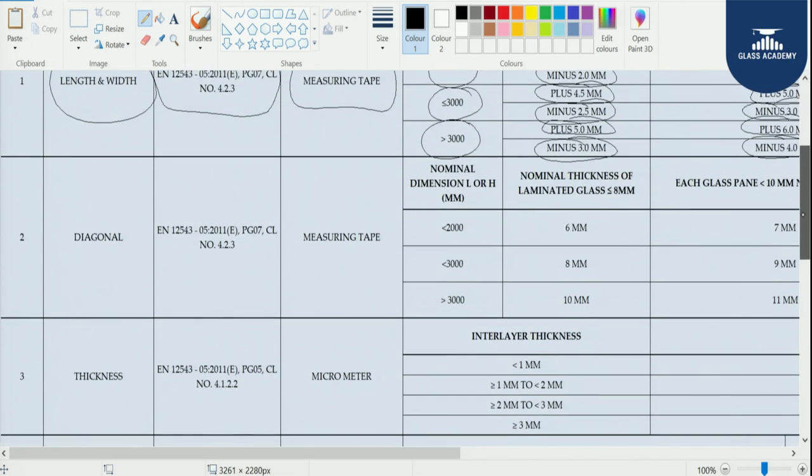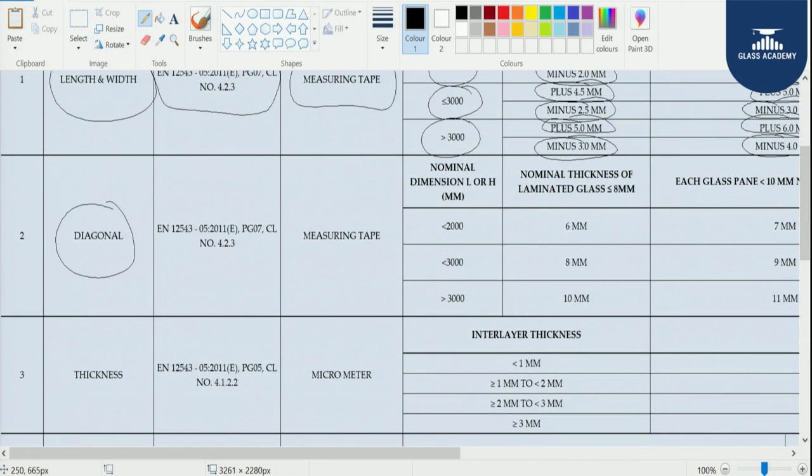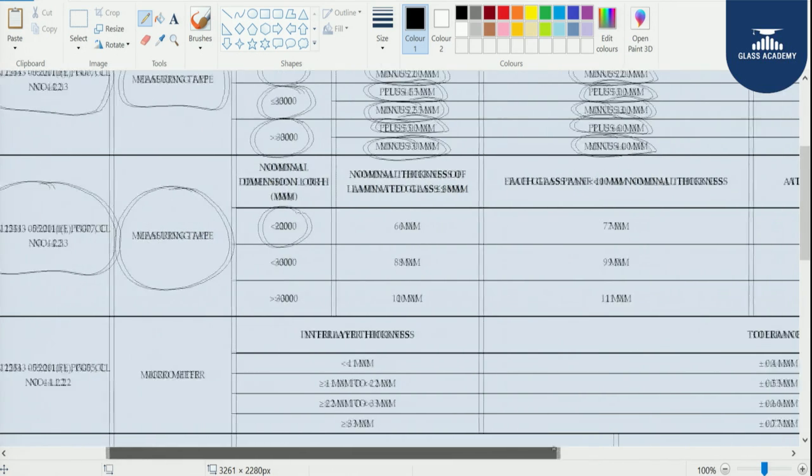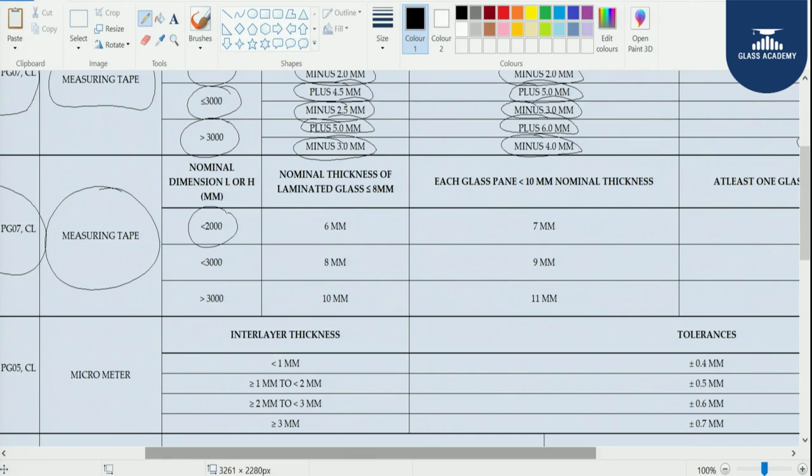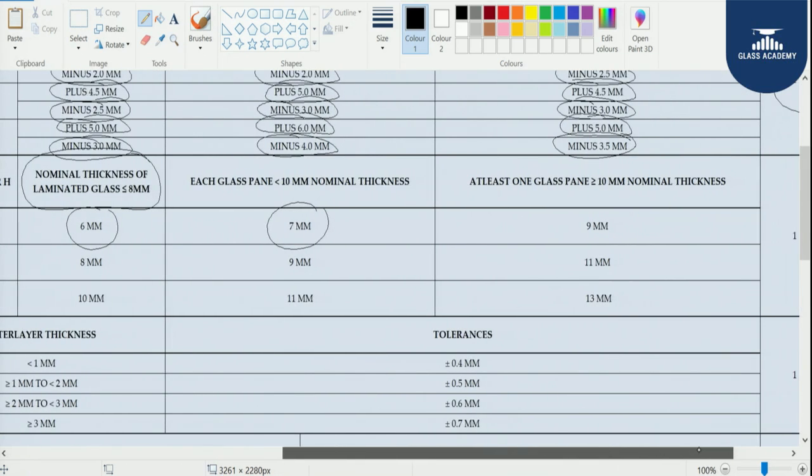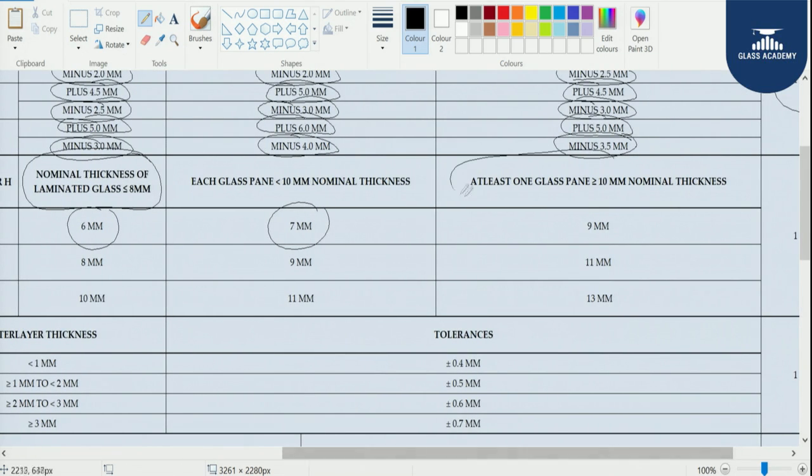The next test parameter that we are going to check is the diagonal, and the standard that we follow is EN12543 part 5, and the tool that we use is a measuring tape. If my dimension of the glass is less than 2000 and the nominal thickness of the laminated glass is less than or equal to 8 mm, 6 mm diagonal is allowable, and for each glass pane less than 10 mm nominal thickness 7 mm is allowed. And for each glass pane more than 10 mm nominal thickness 9 mm is allowed.